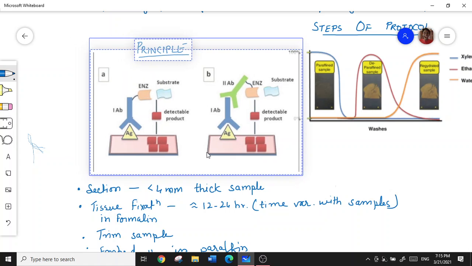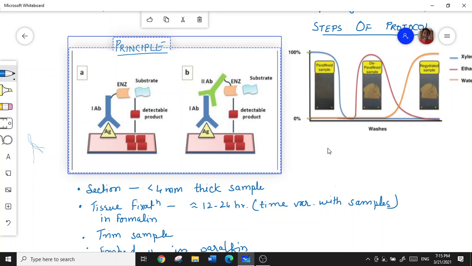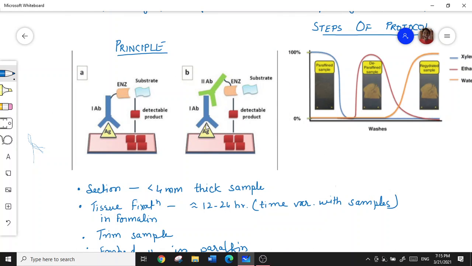We have one indirect method also, in which we use secondary antibody. This is primary antibody against this antigen. Secondary antibody against this antibody is known as conjugate antibody, because it is conjugated to enzyme. Again, we need a substrate, and we get a detectable product. Here in the protocol, first of all, we prepare our sample, and that sample is loaded here.